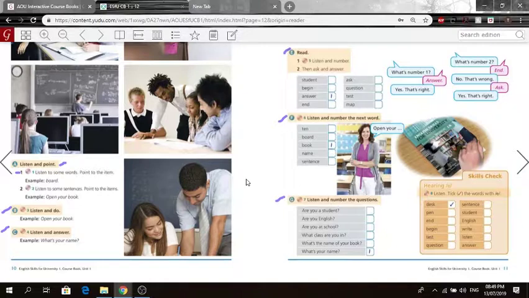Don't number anything yet. So, what's your name? Are you at school? Are you a student? What class are you in? Are you English? What's the name of your book? Okay? I hope you were able to answer these questions. Now, moving on with a different order. This is the order that I want you to use numbers with these questions. Okay.